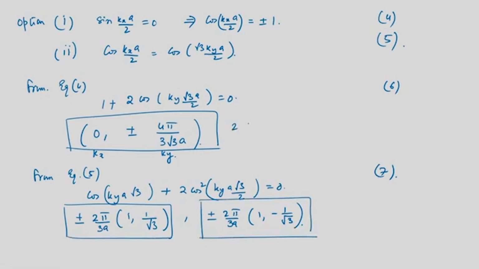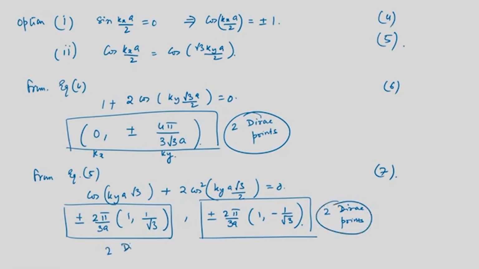So, 2 Dirac points. This is 2 Dirac points, and these are 2 more Dirac points. So, that makes it 6 Dirac points, which is what we have seen in the dispersion. Okay. So, we have these 6 Dirac points.